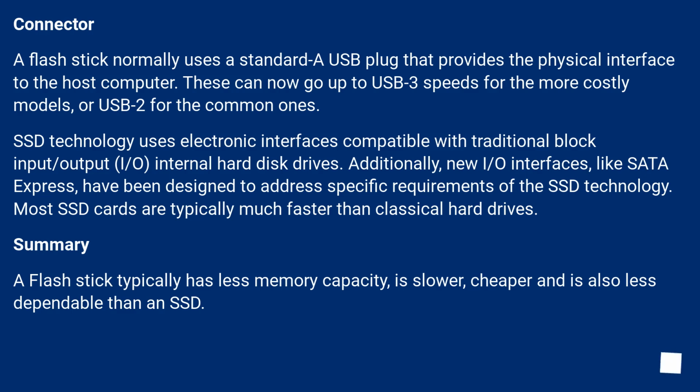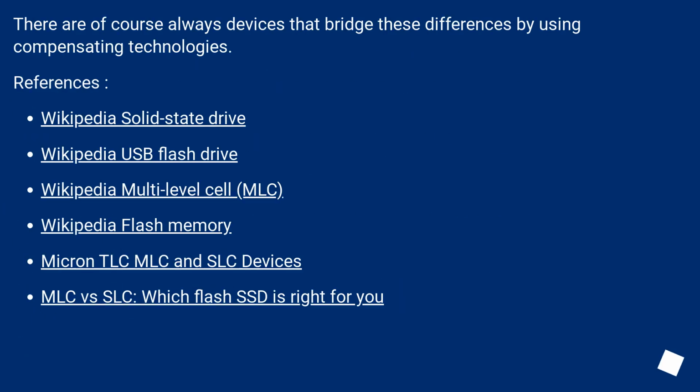Summary. A flash stick typically has less memory capacity, is slower, cheaper and is also less dependable than an SSD. There are of course always devices that bridge these differences by using compensating technologies.